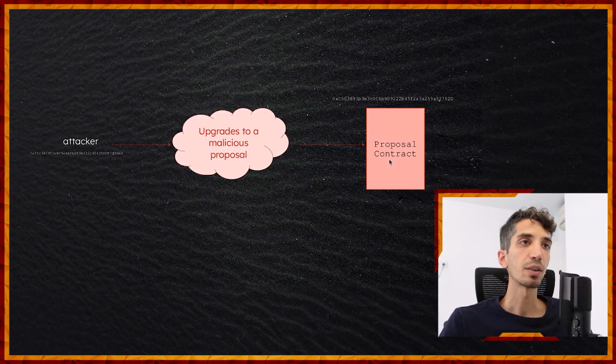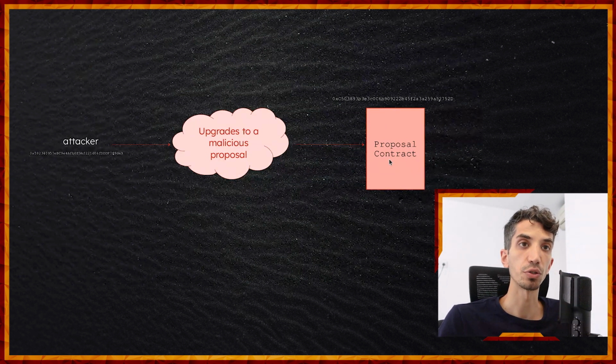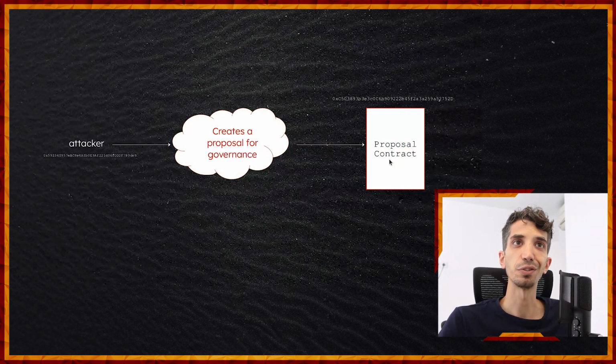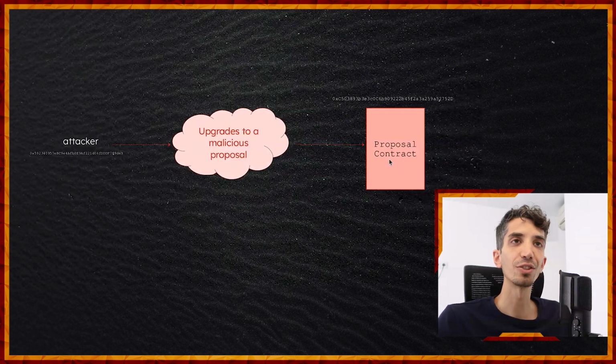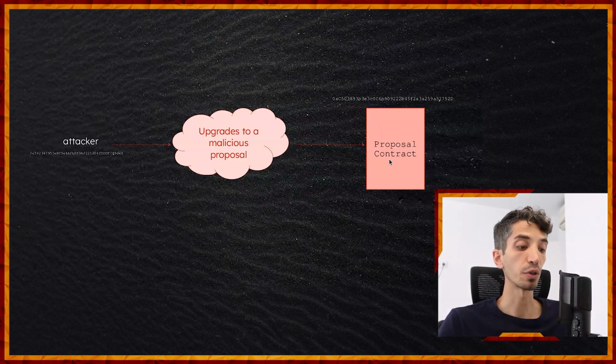And then the attacker was able to upgrade the proposal contract to a malicious one. It's interesting that the addresses don't change in this case, okay? So without even using proxies, the attacker was able to upgrade the code in a proposal contract, remaining at the same address and tricking the entire governance of Torn.